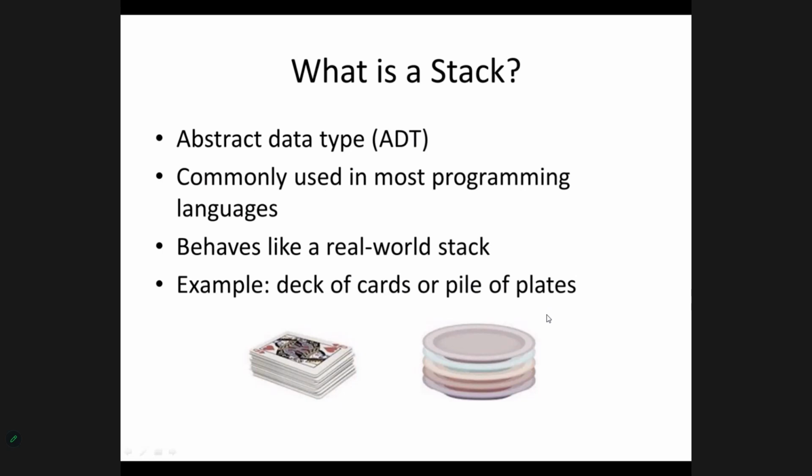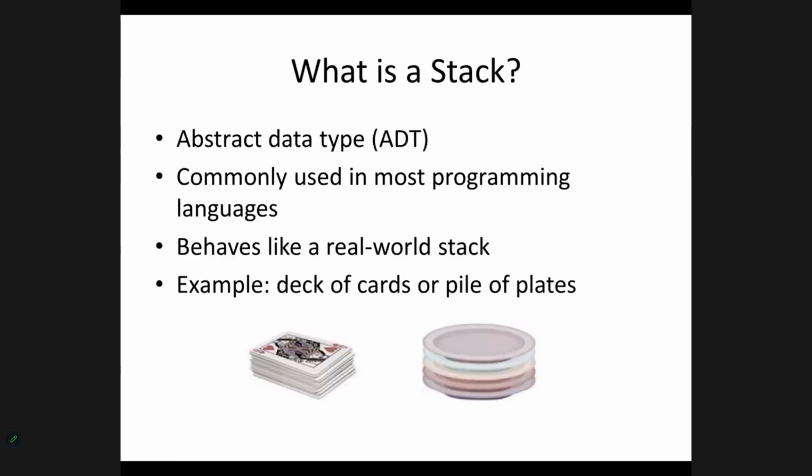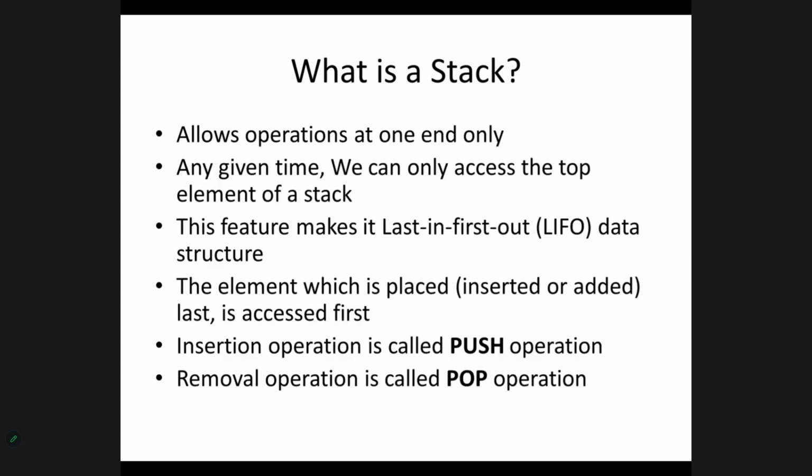But this allows operation at one end only. Can you remember in queue? Operations can be done on both sides. In queue, front and rear, there are two, so both ends. In the stack data structure, operations are allowed at one end only.